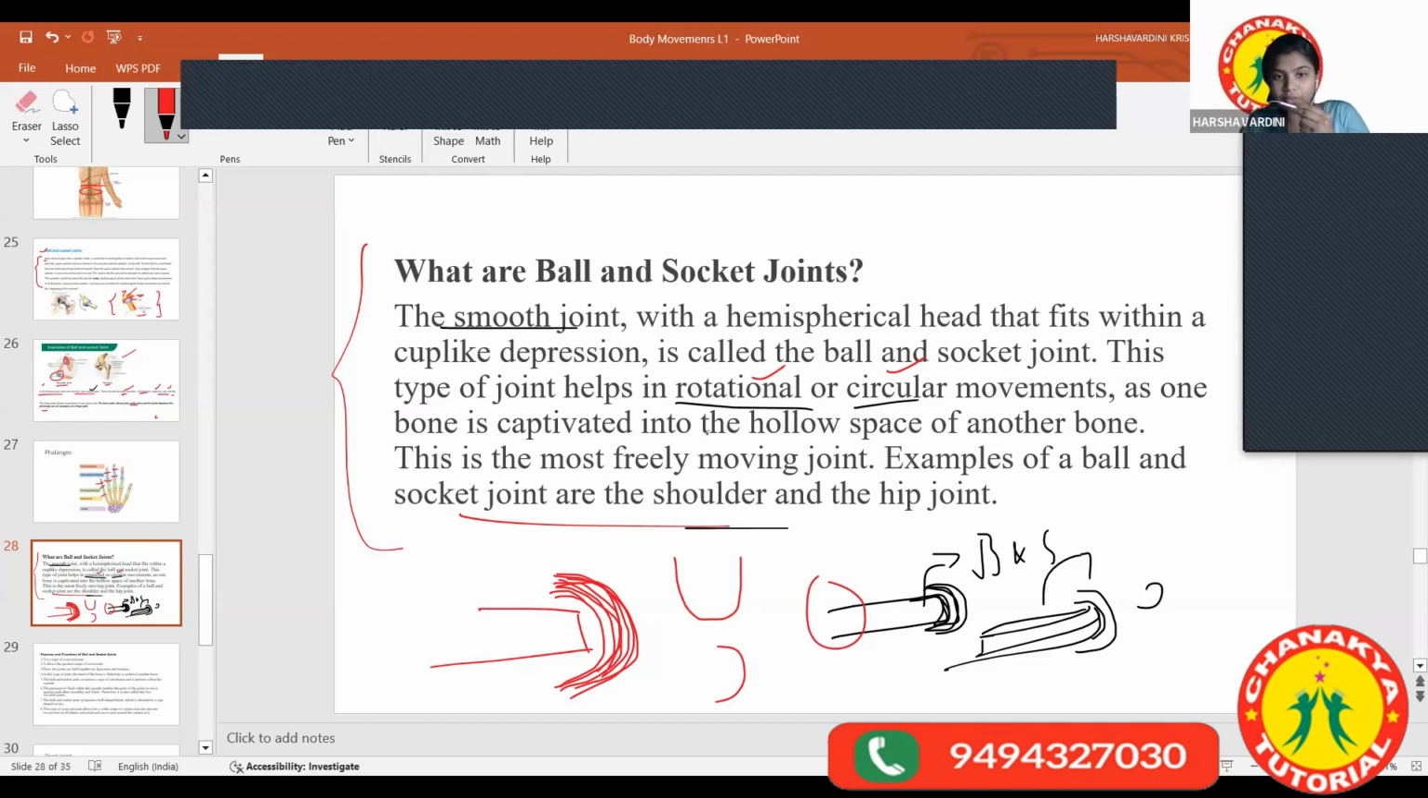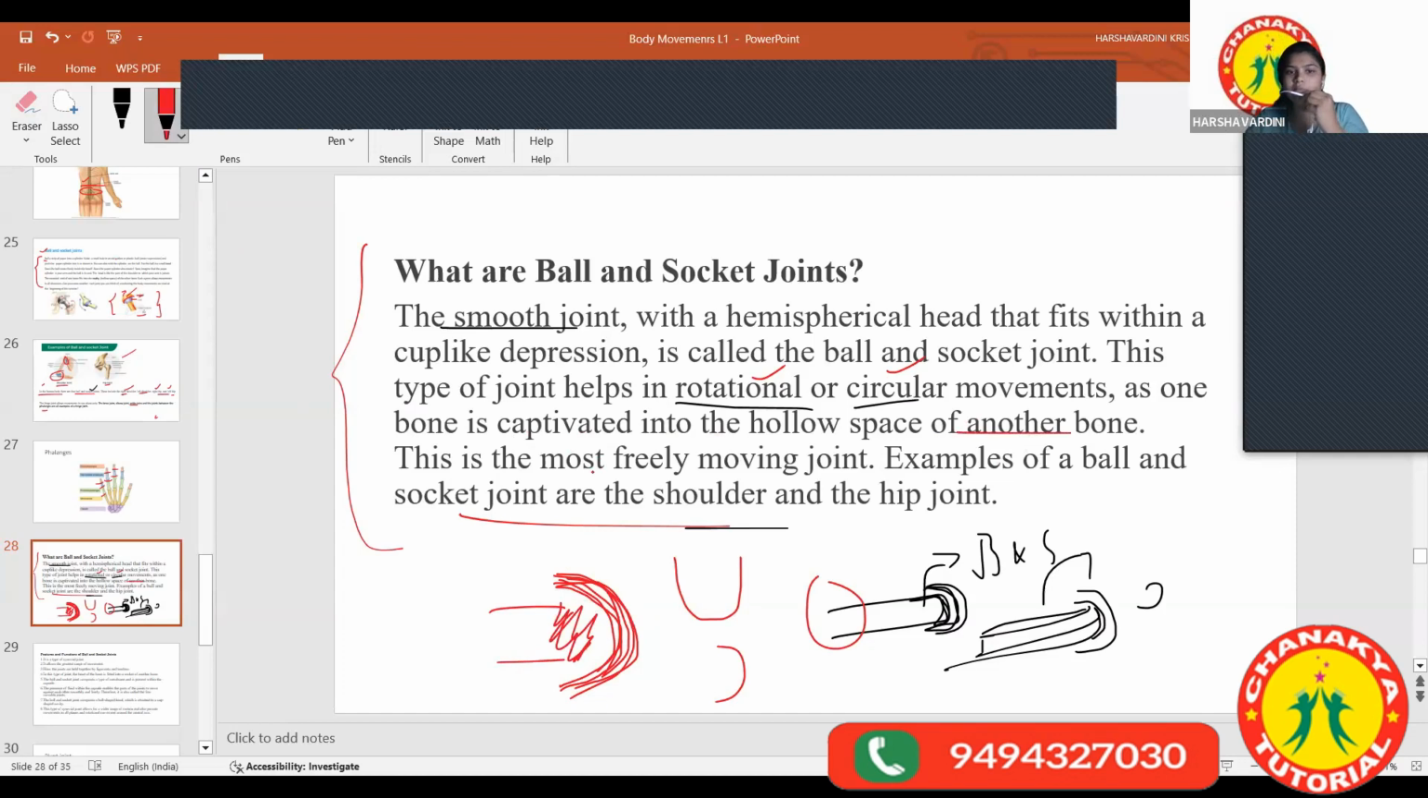As the bone is captured into the hollow, this is a hollow space. What they are coming to say is this will be the hollow space. So it's a cup-like depression. This is a hollow space. Nothing is present means that is hollow. So this is a hollow space, and from there the bone starts, the hollow space of another bone.